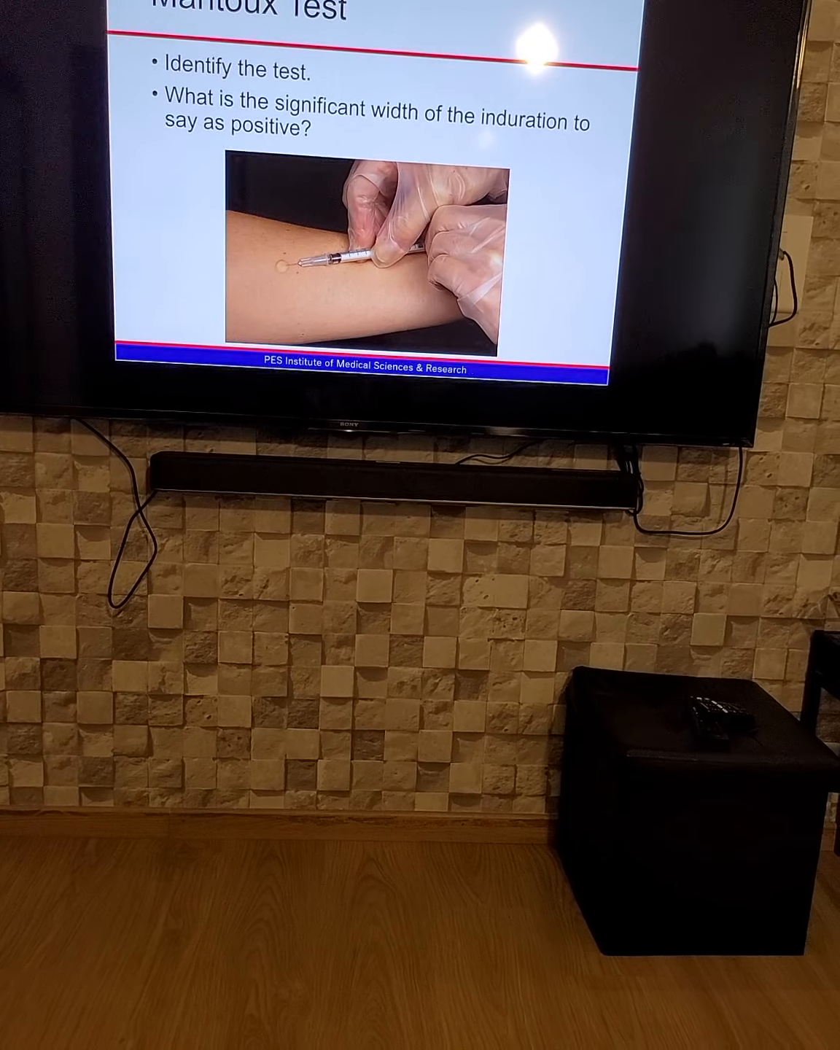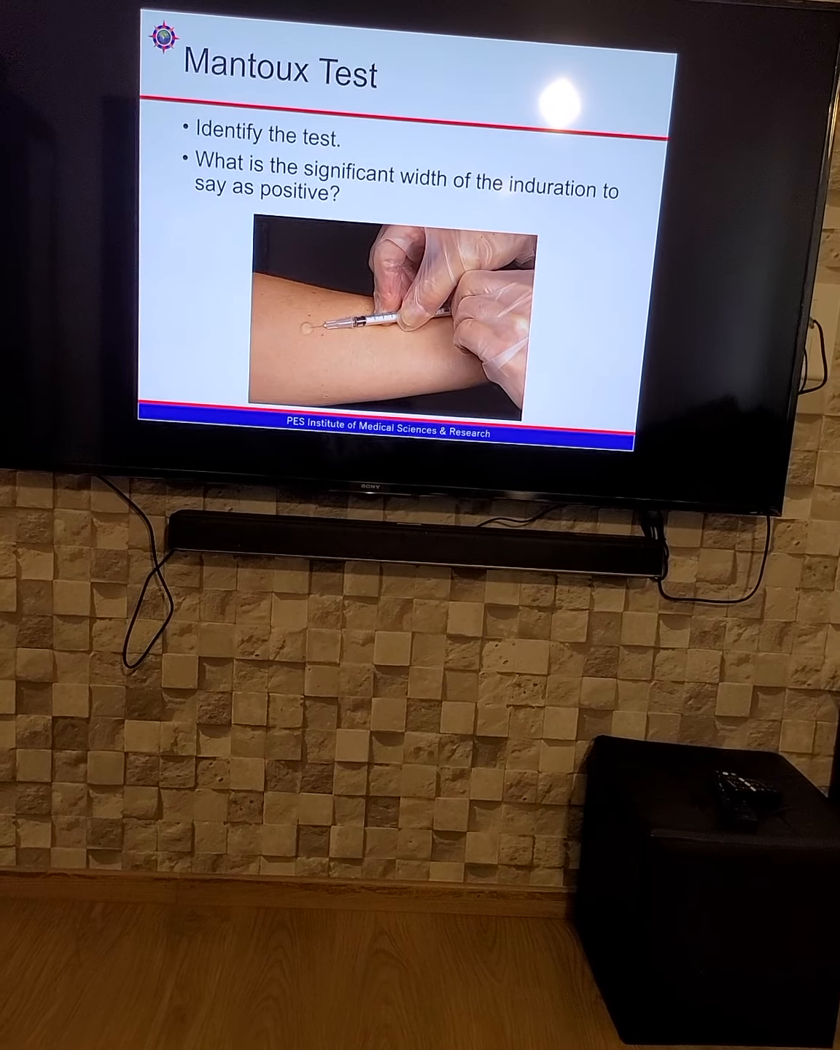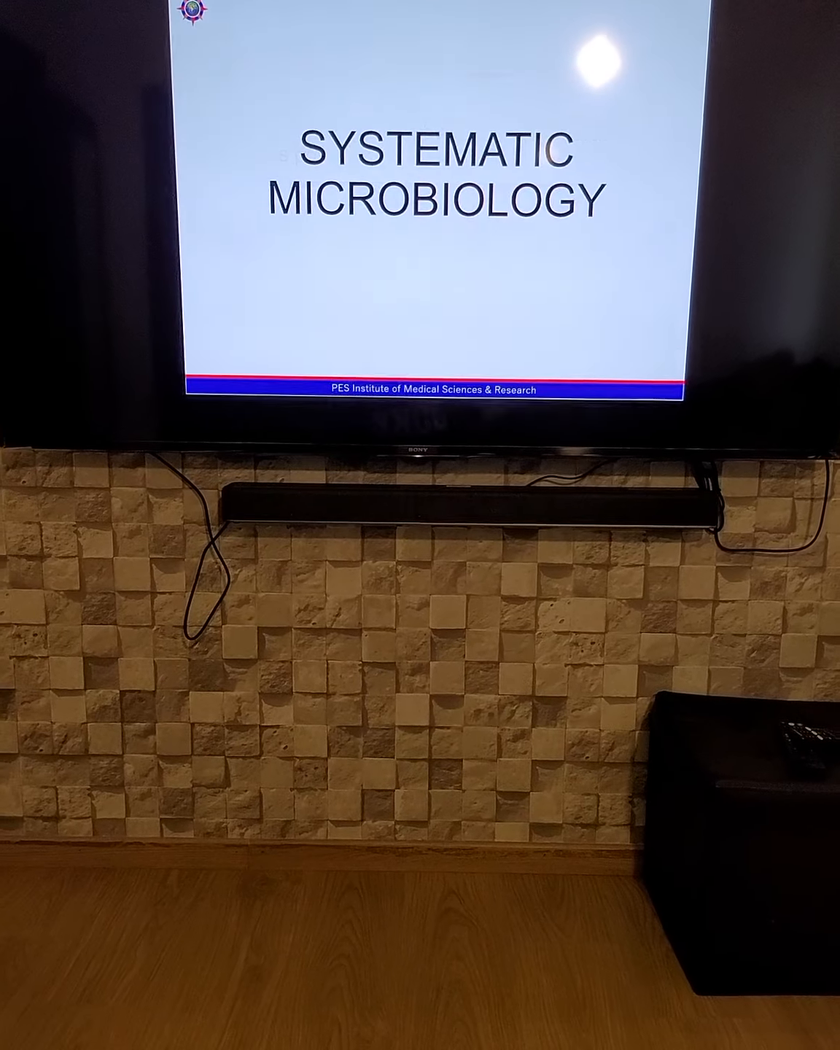Mantoux test, again, is a delayed hypersensitivity reaction, a skin sensitivity test done for tuberculosis.